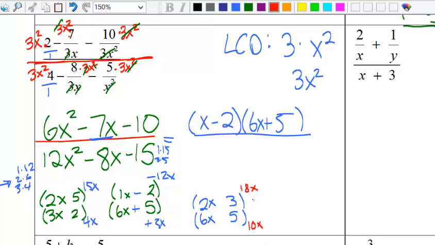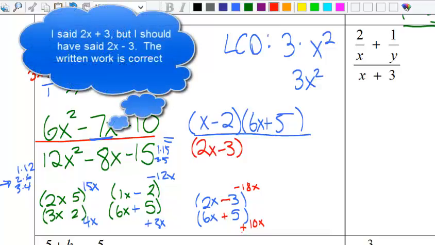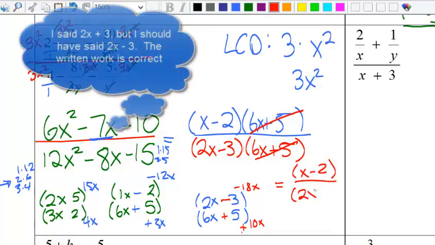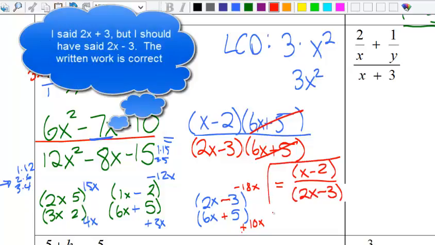Oh, certainly does. I have a negative on the 18 and a positive on the 10. Okay, so that gets me 2x plus 3 and 6x plus 5. All right, so those 6x plus 5's divide out, and my final answer is x minus 2 over 2x plus 3. You can keep your parentheses, or you don't have to.